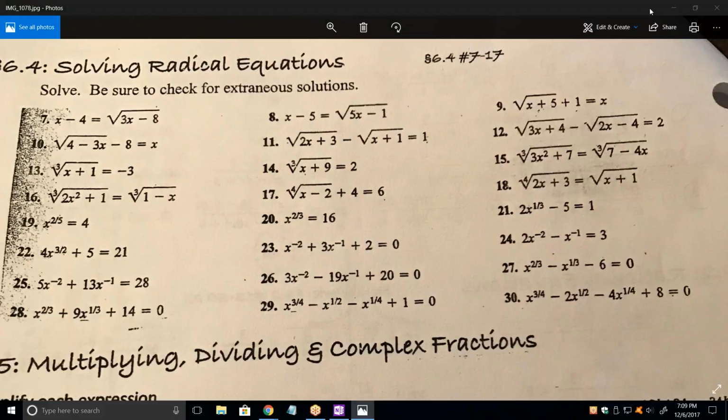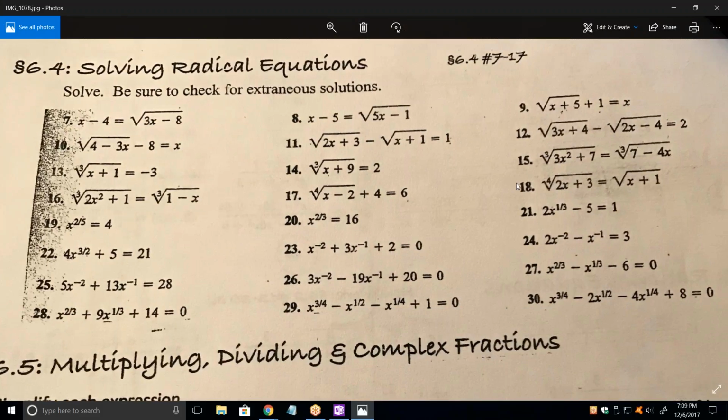We don't need to do all of these. Once you figure out how to do one or two of them, you're going to have it down. So how do I do 7? No, 7's the first one on this page. So let's start.